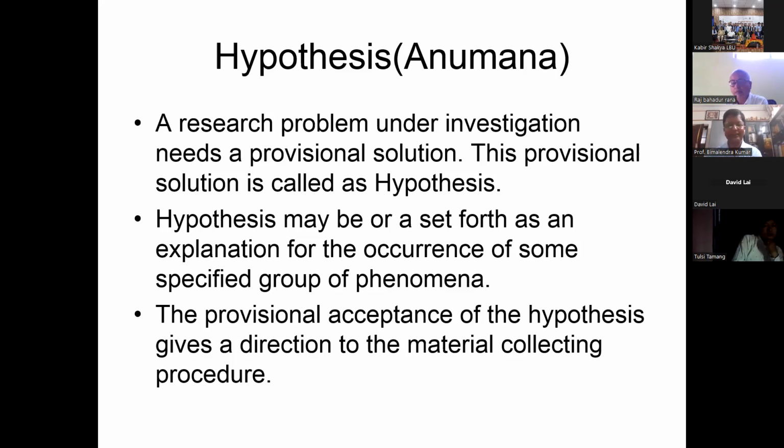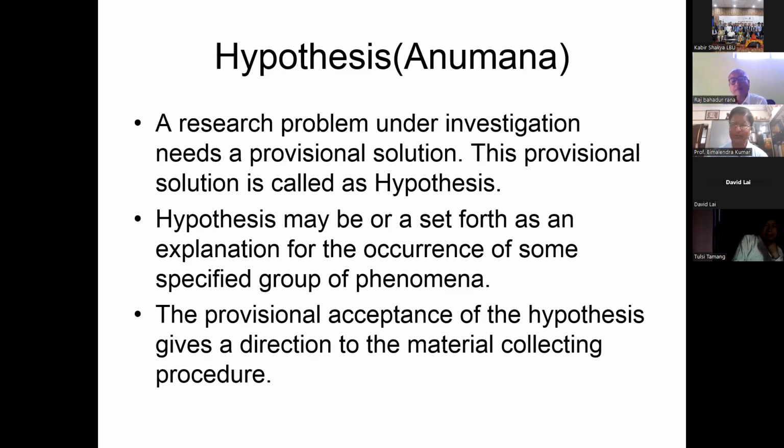So we have seen the law of dependent origination, that everything which comes into being is dependent on some causes and conditions. So this provisional acceptance of a hypothesis gives a direction to the material collecting procedure. What we have just seen is that this provisional answer to your research questions gives you a direction for collecting your research materials, whether they are primary sources or secondary sources. So this is how you can proceed.